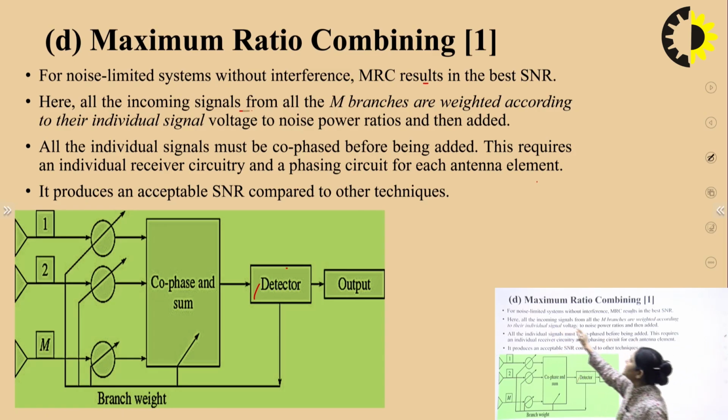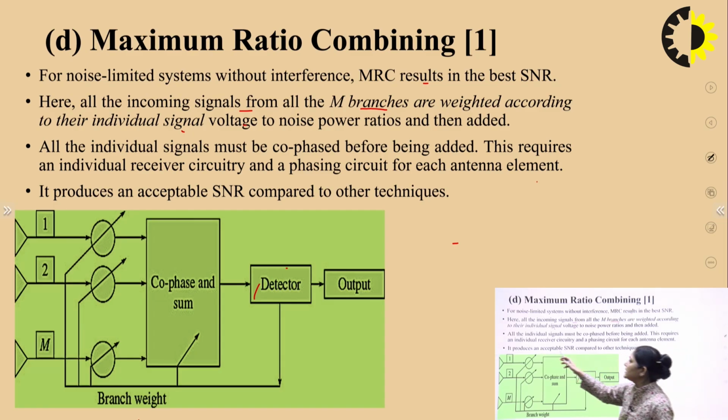Here all the incoming signals from all the M branches, M number of branches, are weighted according to their individual signal voltage to noise ratio. So every weighting of these branches will be according to the individual signal to noise ratio. All the individual signals must be co-phased. Each individual signal will be co-phased before being added. This requires an individual receiver circuitry and a phasing circuit for each antenna. Now, for each antenna, each signal will be co-phased, then it will be combined.